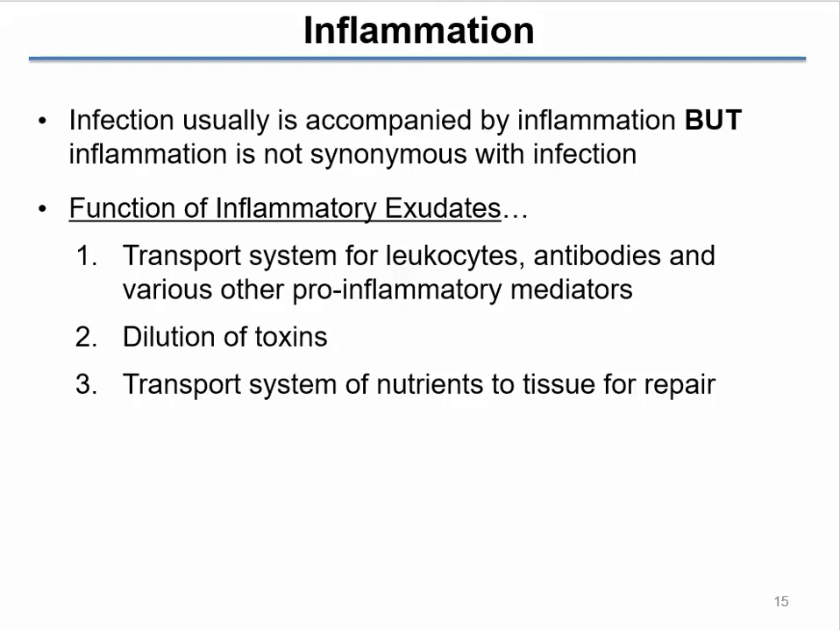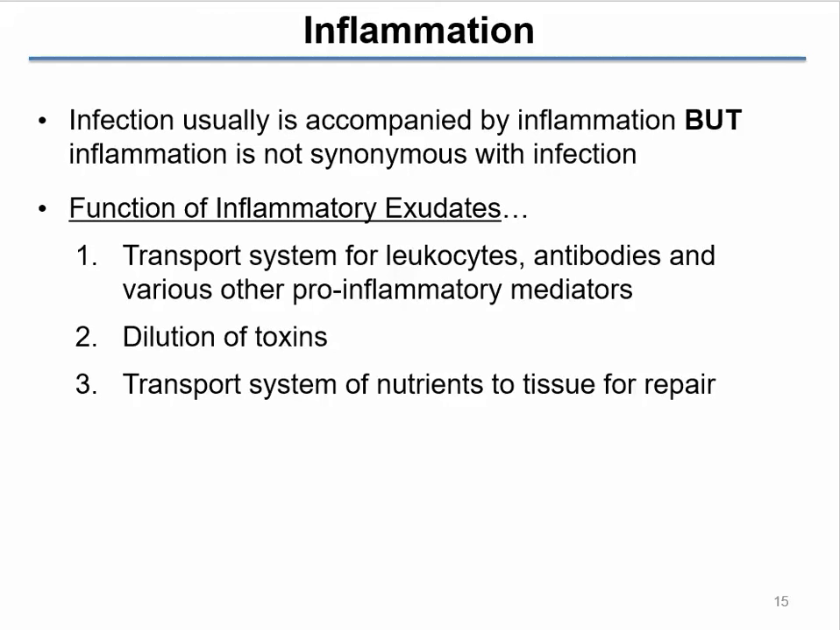So when infection happens, or I'm sorry, when inflammation happens, we end up producing this exudate. And what does the exudate do for us? Well, it provides the pathway for the leukocytes and the pro-inflammatory mediators to move around. It provides the fluid, and fluid going in the correct direction for chemotaxis and emigration.